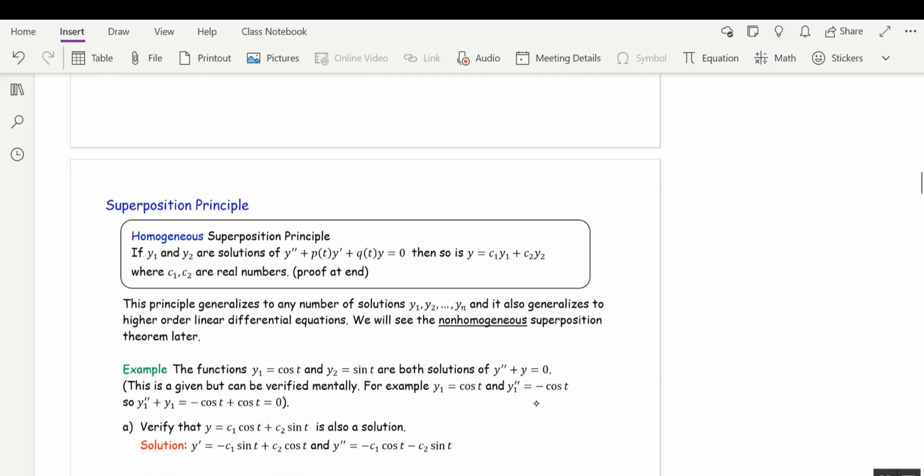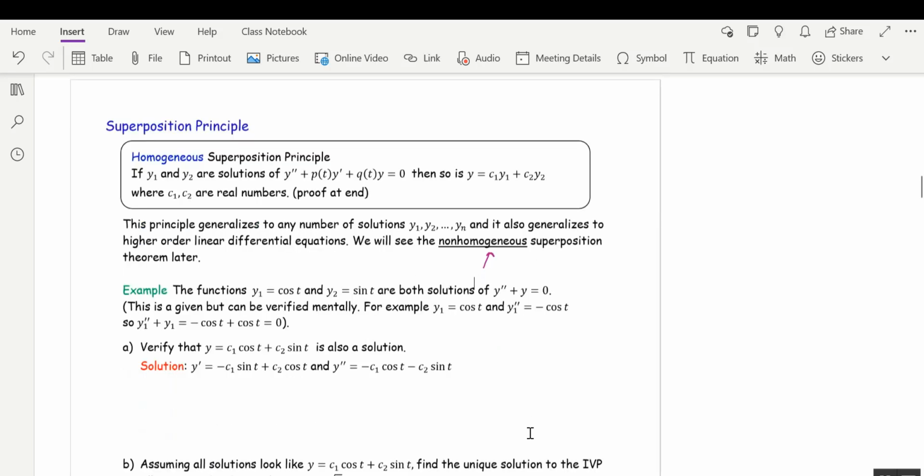The superposition principle. Now that we know what homogeneous equations are, we can talk about superposition. There's a superposition principle for homogeneous equations and for non-homogeneous. The non-homogeneous is much harder. We'll talk about that later. But the one for homogeneous is very simple. It says if you have 2 solutions of a second order homogeneous linear differential equation, then any combination of the form c1y1 plus c2y2 is also a solution. I have a proof at the end, but I think it's easier to see with an example.